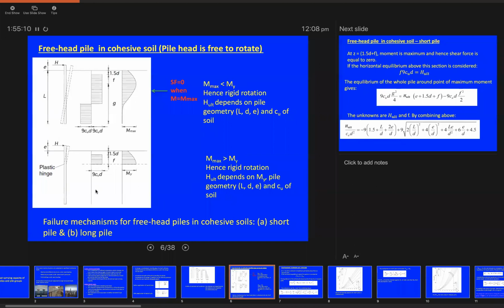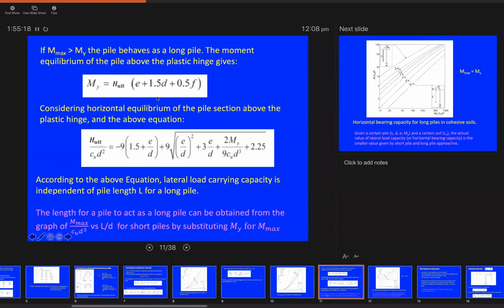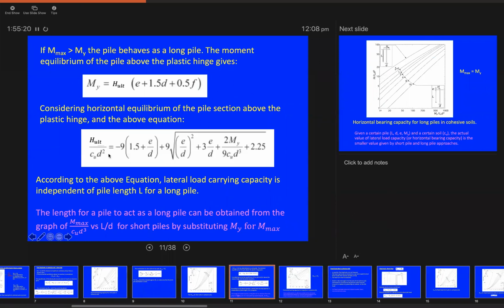So that's using the first principles of static equilibrium. Or, as well as what we have done with the short pile failure scenario, you can use the derived equations directly. The one we derived here, that's for the long pile failure scenario. You can use this equation directly to solve for the H ultimate value. Cu is given, D is given, E is given, and My is given. So you can solve for H ultimate directly, okay, using these equations, and that will give you the same answer as you get from the first principle of static equilibrium.